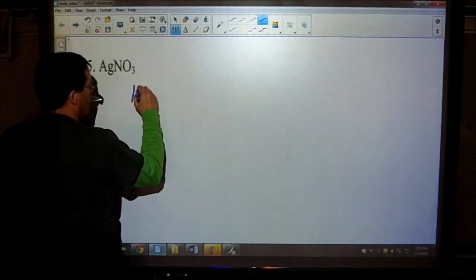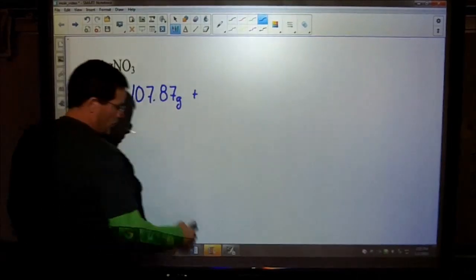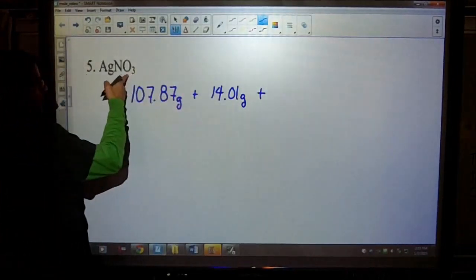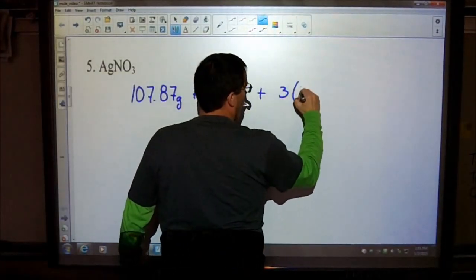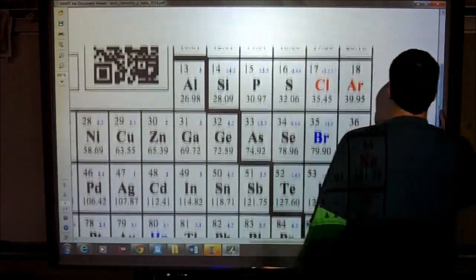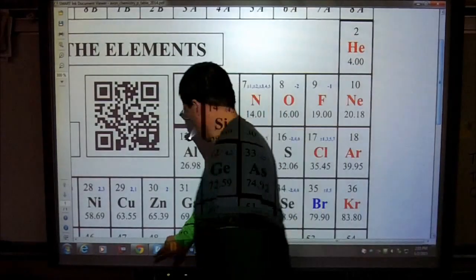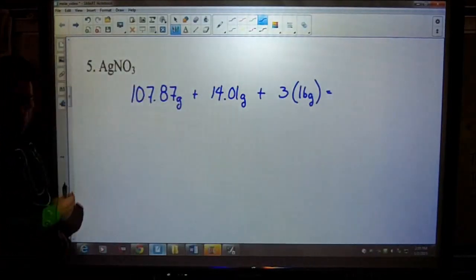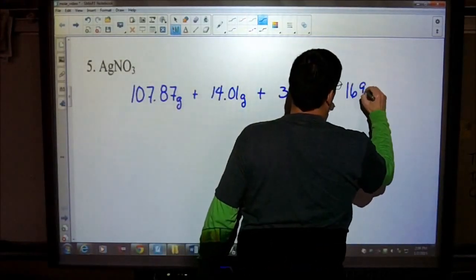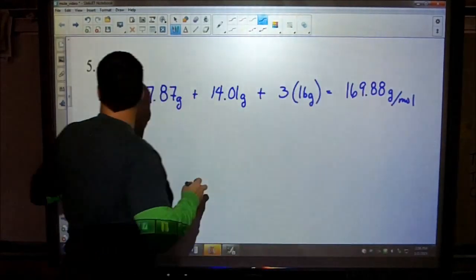So 107.87 grams per mole. We have 1 nitrogen, which is 14.01 grams. We have 3 oxygens, which is 16 grams. And some of you might be saying, well, where are you getting those numbers? So again, nitrogen's 14.01, oxygen 16. And when we put all of that together, we get 169.88 grams per mole. So hopefully that's not too difficult.